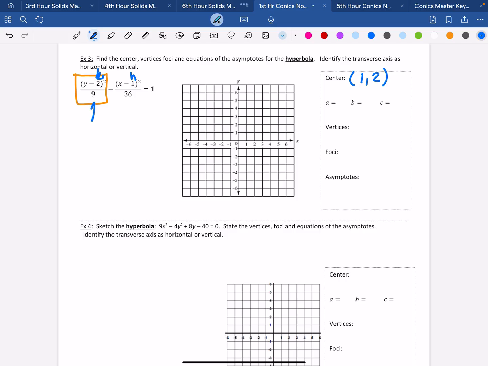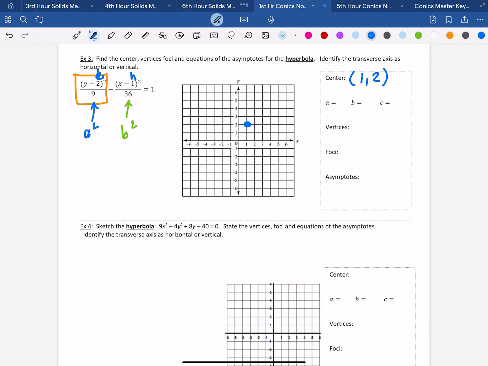All right, so the first denominator is a squared. The second denominator is b squared, and it is going to be vertically oriented. Let's plot our point at 1, 2. So there is the center, all right here.